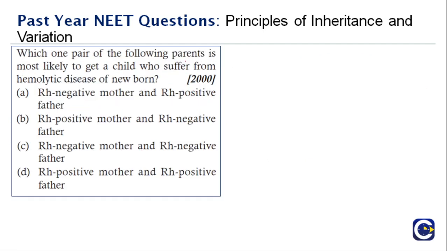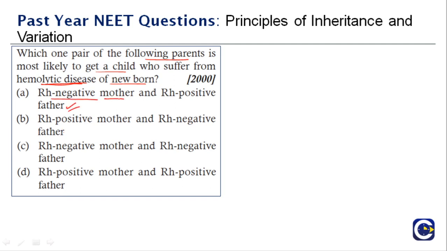Which one pair of the following parents is most likely to get a child who suffers from hemolytic disease of the newborn? So we all know, right, what is the hemolytic disease of the newborn? This is when the antibodies are produced in the mother's body. Rh negative mother and Rh positive father. Rh positive father, Rh negative father. Rh negative mother, Rh negative father, Rh positive mother, Rh negative father. So, confusing options. But what is the correct answer? The correct answer is A.